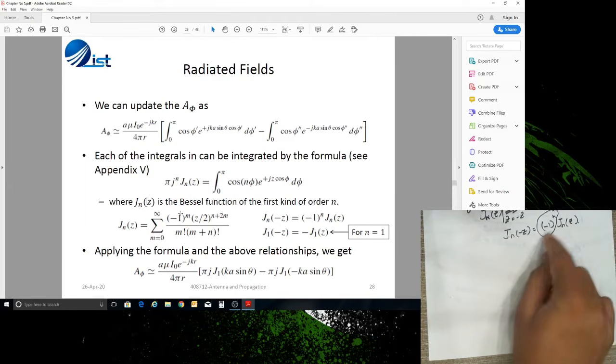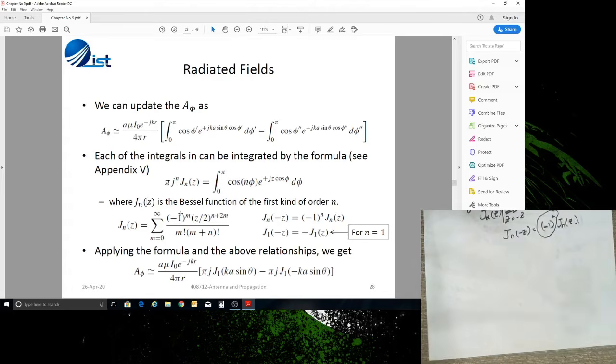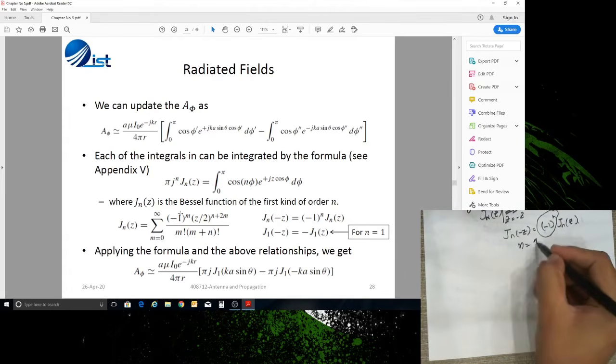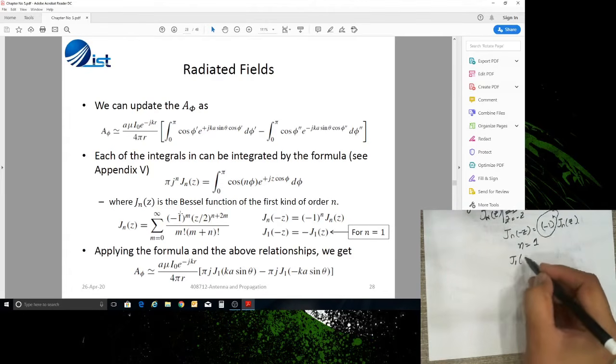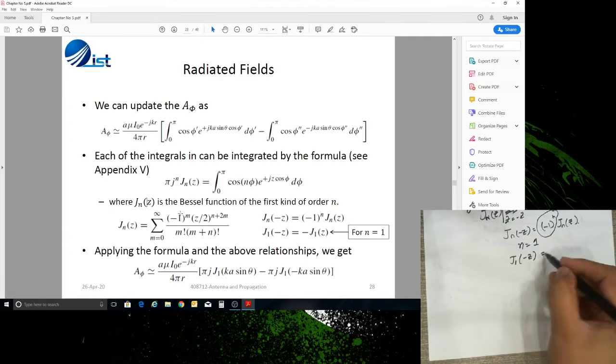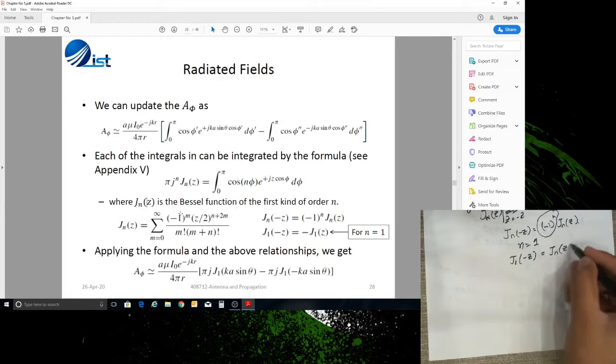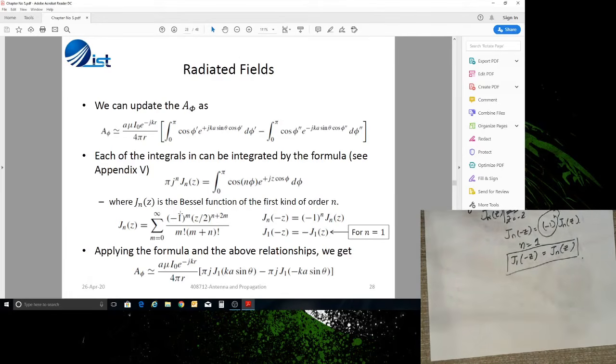to power n. और अब इस केस में अगर हम n is equal to 1 पुट कर दें, so if you put n is equal to 1, so मेरे पास J1 of minus z will be equal to minus 1 raised to power 1, which is minus 1, so this will be equal to minus J1 of z. So this is a special case that we are going to apply in our integrals as well.